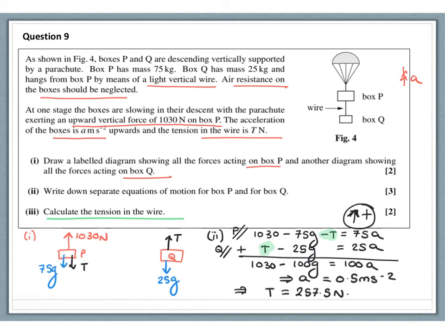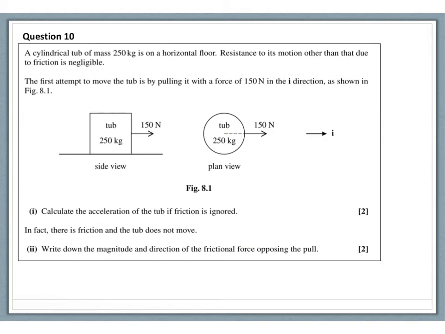257.5 newtons. So question 10, we have a cylindrical tub of mass 250 kilograms on a horizontal floor. Resistance to its motion, other than that due to friction, is negligible. So we have a weight of 250G downwards, normal reaction upwards like that. It's being pulled with a force of 150 newtons like that, and there must be a resistance force, which I'll call curly F, friction, like that.